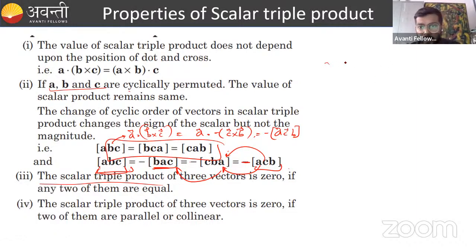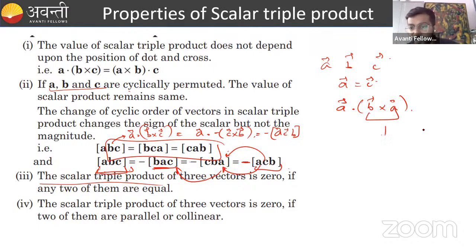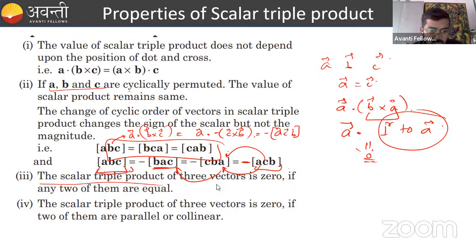Now in A bar, B bar, and C bar, let's say that any two vectors are equal. Let's call it A bar equals C bar. So what I'll write is A bar dot B bar cross A bar. We all know that B bar cross A bar will be perpendicular to A bar. Any vector perpendicular to A bar, when you do the dot product with A bar, gives you 0. That is why the scalar triple product of three vectors is 0 if any two of them are equal.